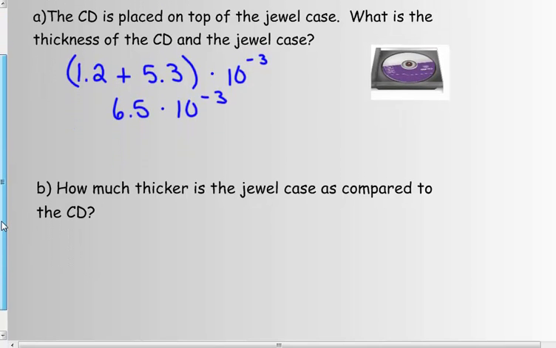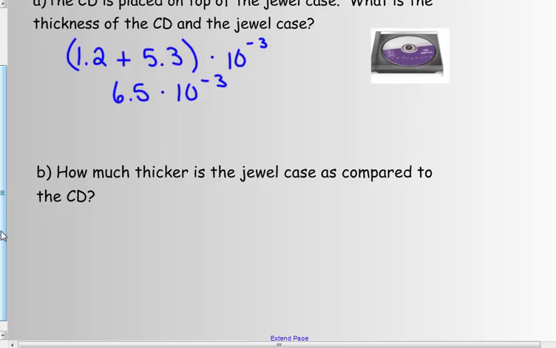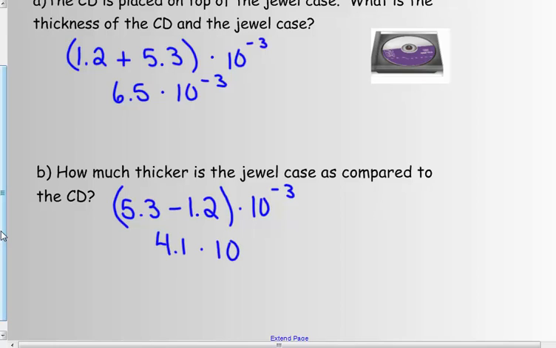About how much thicker is the jewel case as compared to the CD? So I'm going to subtract those coefficient parts, times 10 to the negative third. And when I subtract, I also get a number in scientific notation, so no adjustment needed there.